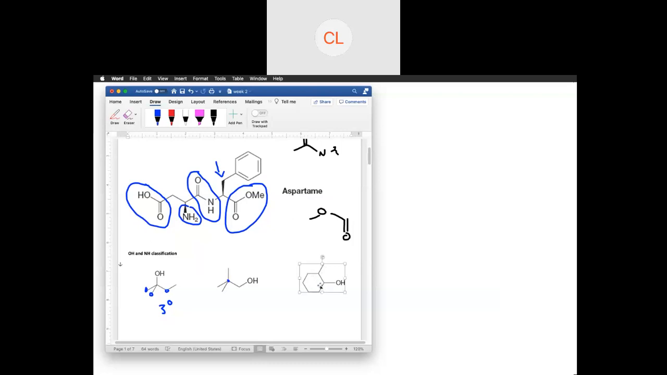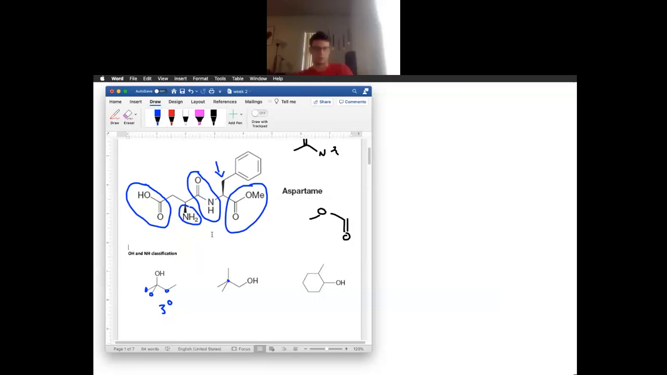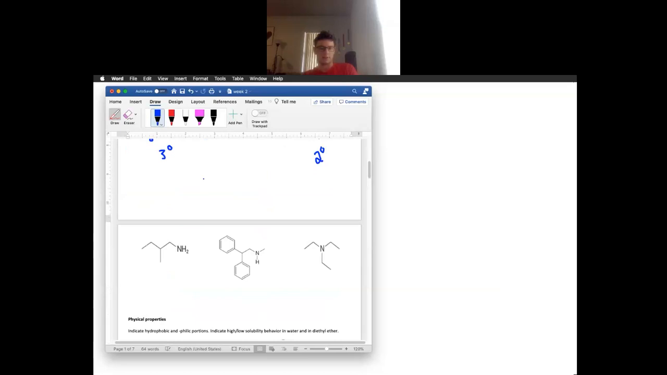Secondary. Yeah, it would be. So somebody said primary, I don't know if they were talking about the second one, but from the alcohol, we're looking at this carbon. How many carbons is that attached to? Two others. So secondary. So it seems like you guys are pretty solid on that.